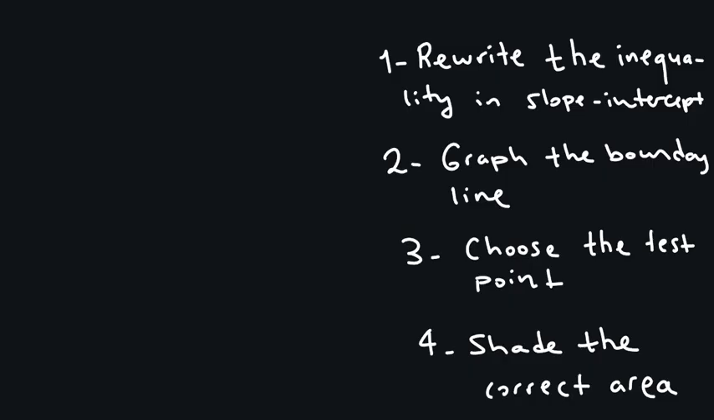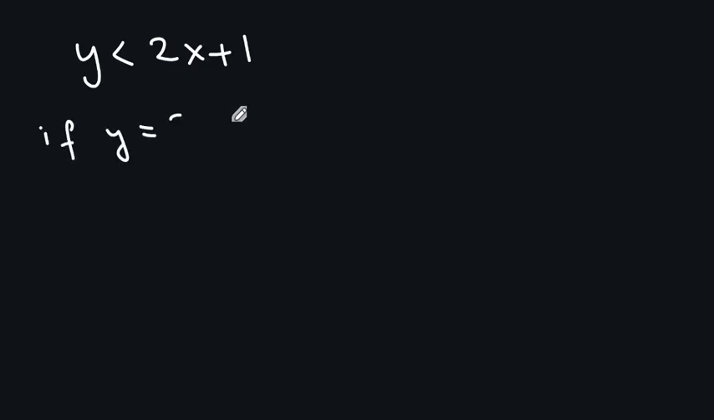So let's apply these four steps. Let's say we have the inequality y less than 2x plus 1. So let's remember the steps. First we will assume that y equals 2x plus 1. Why is that? Because in order to draw the graph, we will need, as we do with equations, at least 2 points. So we will assume that y equals 2x plus 1 so that we can get the 2 points by the xy chart or the xy table.